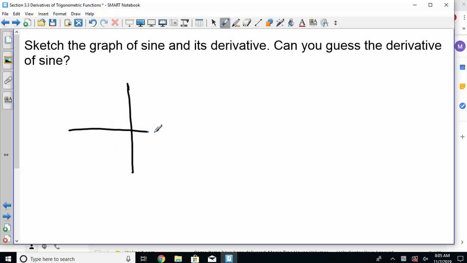So we know the graph of sine. Sine of 0 is 0. Sine of pi over 2 is 1. Sine of pi is 0. Sine of 3 pi over 2 is -1. And sine of 2 pi is back to 0. So sine looks like this.